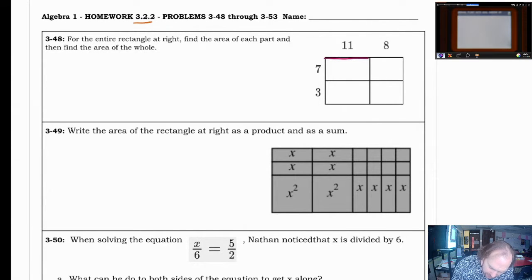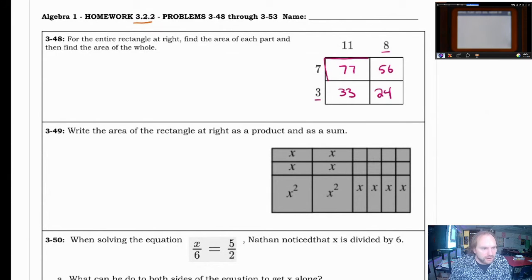11 times 7 is 77. 8 times 7 is going to be 56. 11 times 3 is 33. And 8 times 3 is going to be 24. So you're just multiplying the different dimensions together to get the area inside. Then you just got to add it all together.